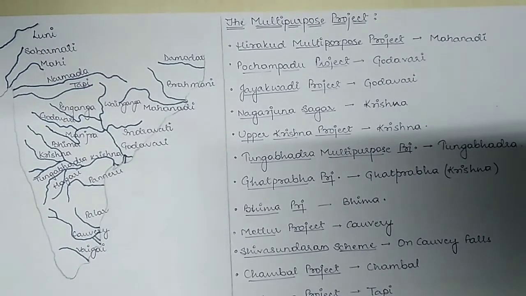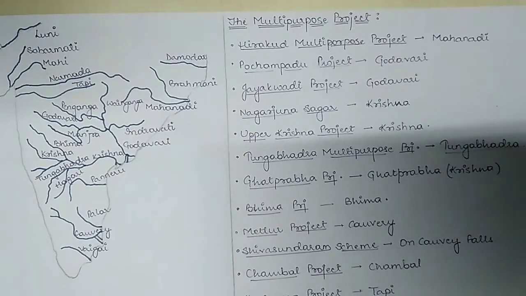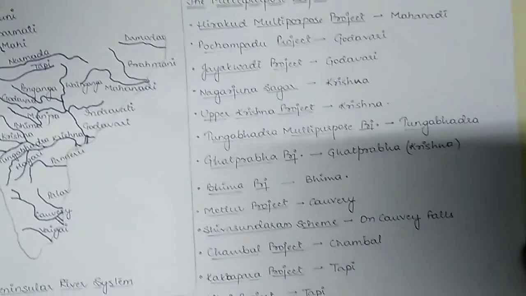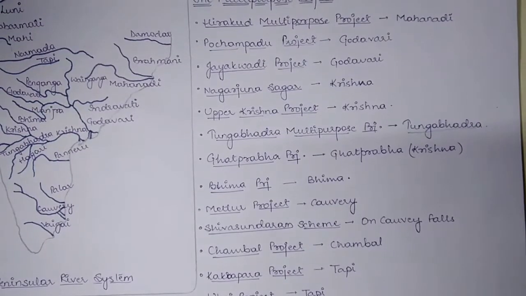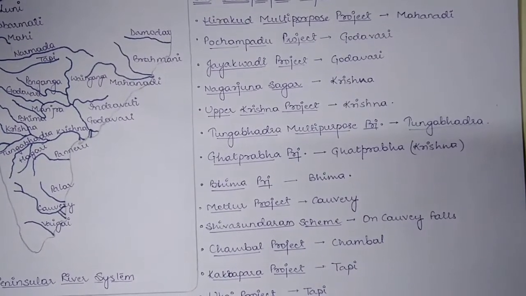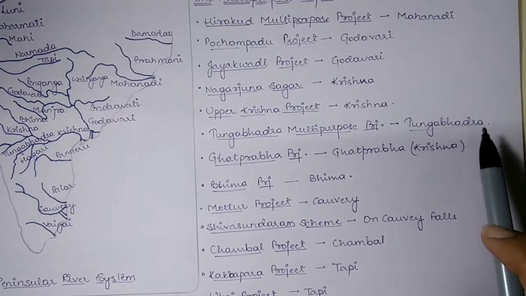Next, we have Tungabhadra Multipurpose Project. As the name suggests, it is on Tungabhadra River, and it is a joint venture between Andhra Pradesh and Karnataka. Now this one is for irrigational as well as hydroelectricity generation.